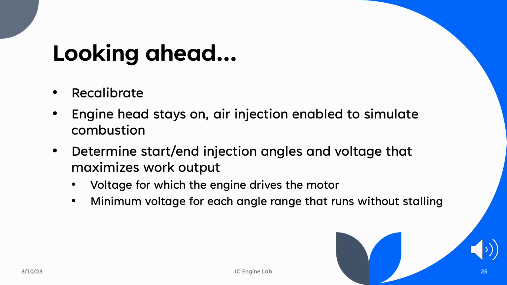Looking ahead for week 3, the system will of course be calibrated first. Then, to simulate combustion, the engine head will stay on and air will be injected into the system. In this week, the optimal controls for combustion will be identified. In order to maximize work output, the start and end injection angles will be determined as well as the minimum voltage that can be reached without stalling. The voltage for which the engine drives the motor will be found by running the engine and then turning the motor off to prove that the engine is in fact driving the motor.